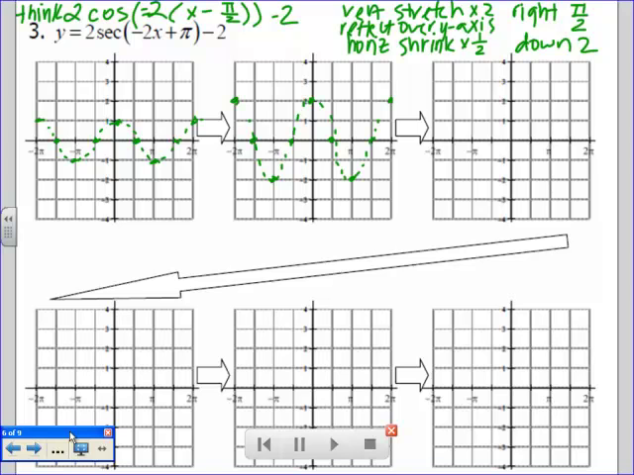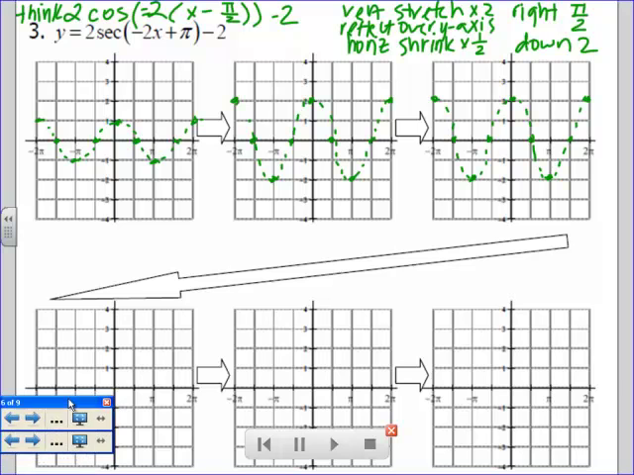Our second transformation is a reflection over the y-axis. However, cosine is an even function, which means it has symmetry over the y-axis, which means that when I do that reflection, I should end up with the exact same graph that I did before. We still use it as a graph on our function so that we can represent that we actually performed that transformation. It's just that it didn't make any difference.